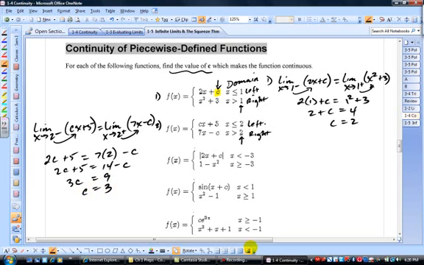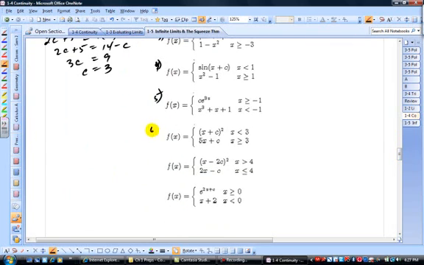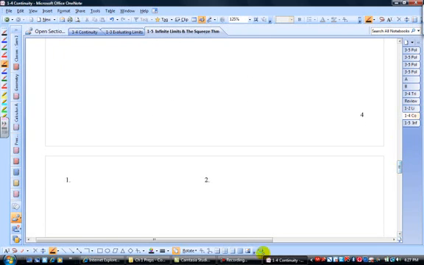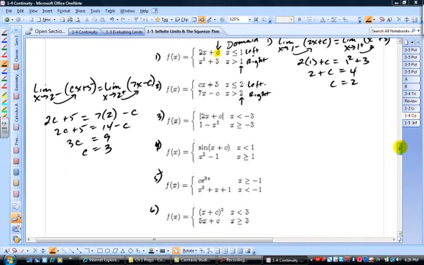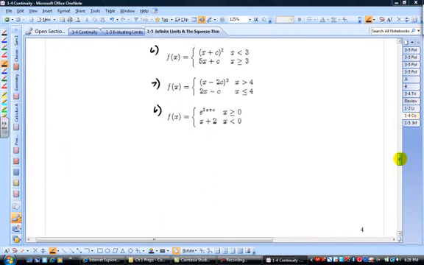So what you're going to do is apply that approach to all these problems here. No matter what the functions are, you're going to evaluate the left-hand and right-hand limits of all of them, go with the flow, make sure that they're equal, and solve for that c. If you can't solve for c, then no value of c exists, and the function is not going to be continuous at that point. Okay? So go ahead and try those problems here.